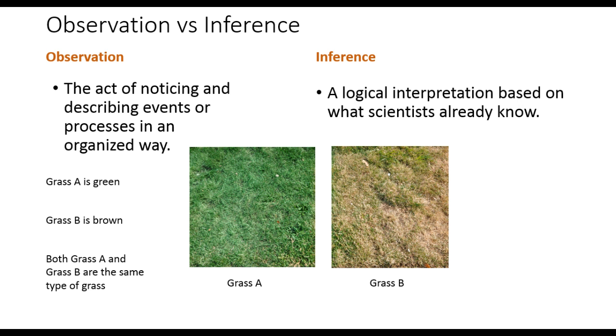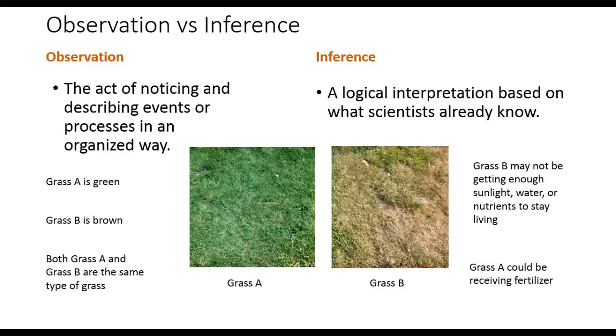Inferences are a logical interpretation based on what scientists already know. Some examples of an inference in this case are grass B may not be getting enough sunlight or water or nutrients to stay living. Grass A could be receiving fertilizer. These are both valid inferences because we've been growing grass for a long time. We know a lot about the different types of grass. We know a lot about the conditions in which grass grows the best. So we can use things that we already know to make an inference.